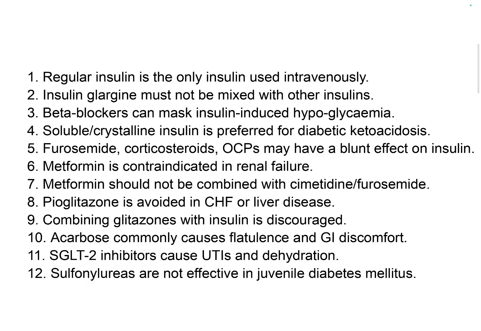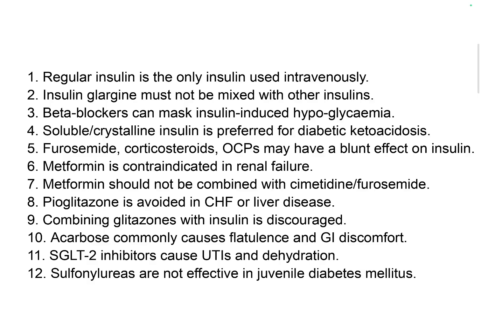But this PPAR gamma is also present in renal tubular epithelial cells. So when pioglitazone activates these PPAR gamma receptors, it leads to increased expression of epithelial sodium channels, leading to renal sodium absorption, and osmotically water is also absorbed. That will lead to plasma volume expansion, and that will lead to increased venous return. That is preload. So it will precipitate or worsen chronic heart failure. That's the reason it is avoided in chronic heart failure.